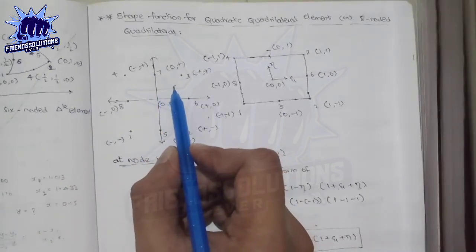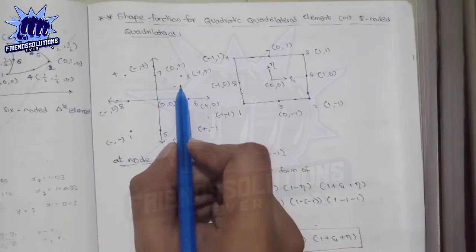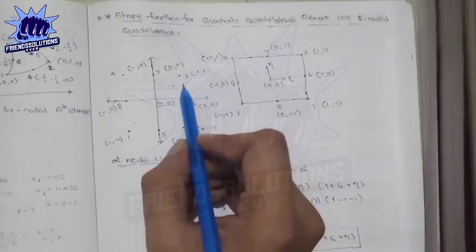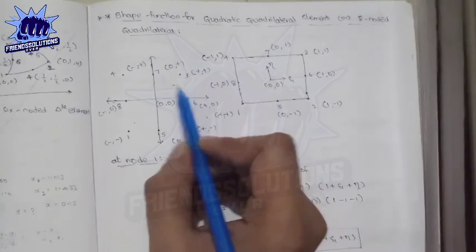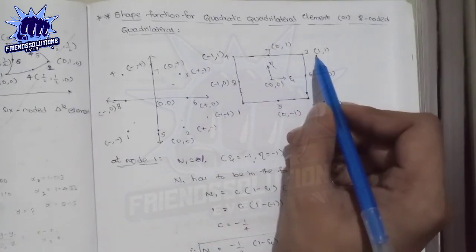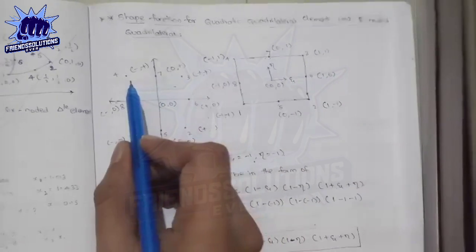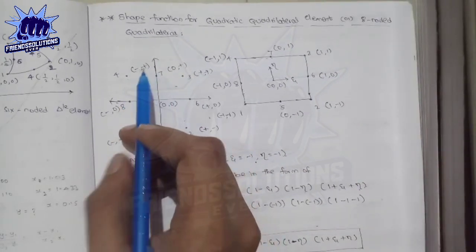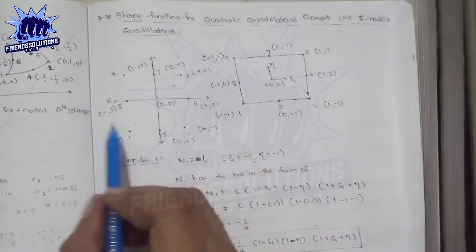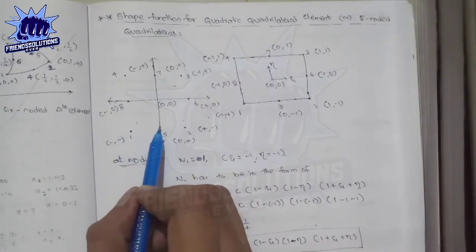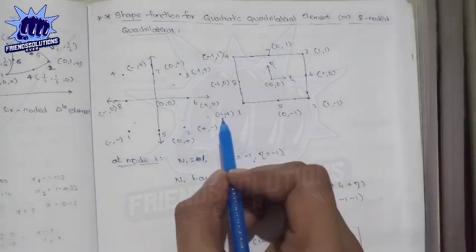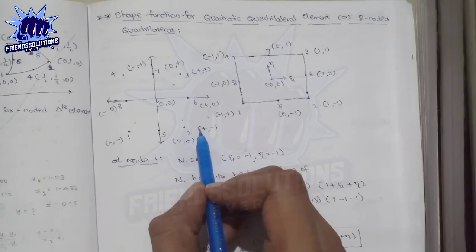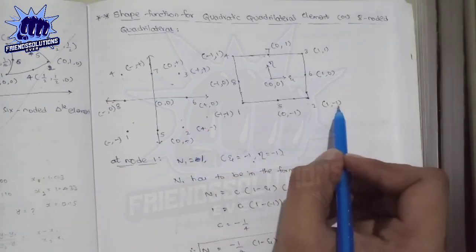I have drawn 4 quadrants: first quadrant, second, third and fourth quadrant. In the first quadrant both are positive, x is positive and y is positive, so plus 1 comma plus 1. In the second quadrant x is negative and y is positive, so minus 1 comma plus 1. In the third quadrant both x and y are negative, so minus 1 comma minus 1. In the fourth quadrant x is positive and y is negative, so plus 1 comma minus 1.